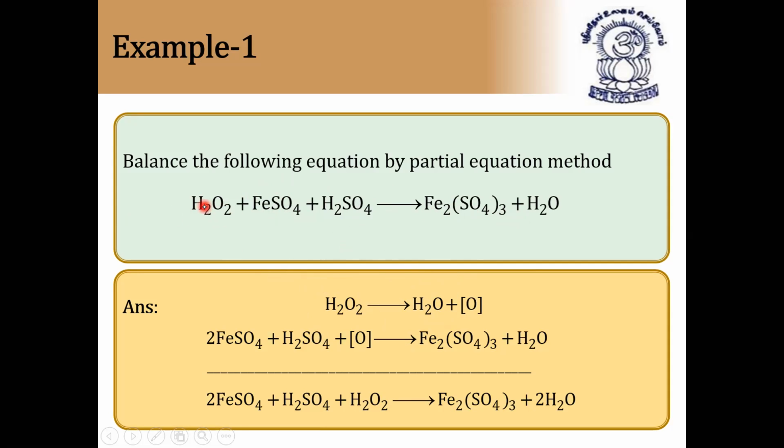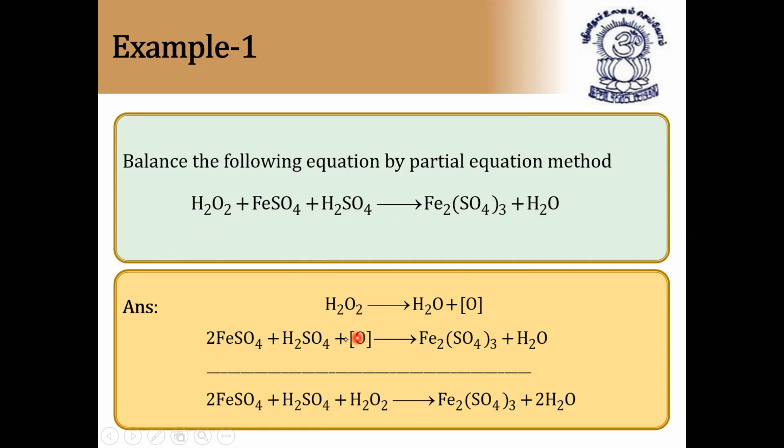I hope it is clear. So hydrogen peroxide plus FeSO4 plus H2SO4 gives Fe2(SO4)3 plus H2O. In this reaction, the intermediate formed is nascent oxygen. This also they'll ask in the examination question. So H2O2 decomposes to form H2O plus nascent oxygen. This nascent oxygen combines with ferrous sulfate and forms ferric sulfate. So by adding these two equations, finally you'll get the answer: 2FeSO4, H2SO4 as it is.